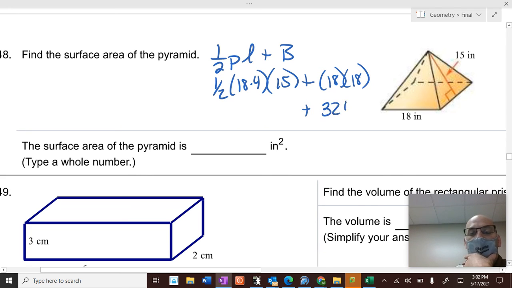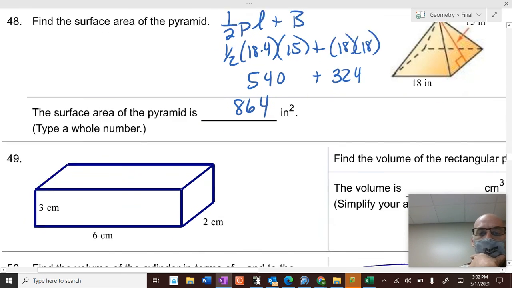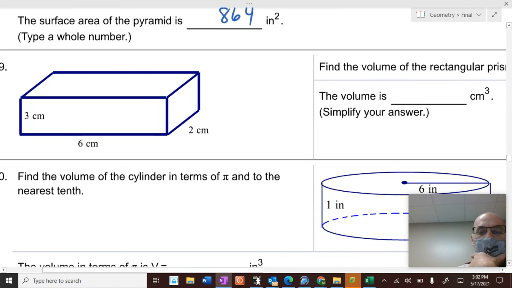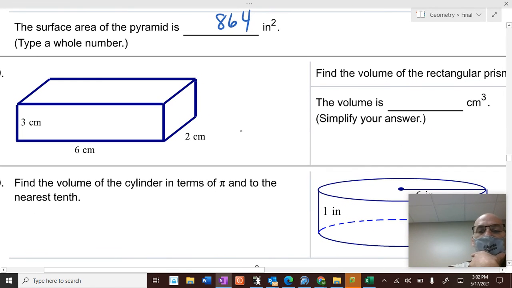This is 324. This is 540, I think. So 864. That's just from my head, so I'm just guessing there. Okay, volume of a rectangular solid is the area of the base times the height. So it's 6 times 2 times 3, or 36.